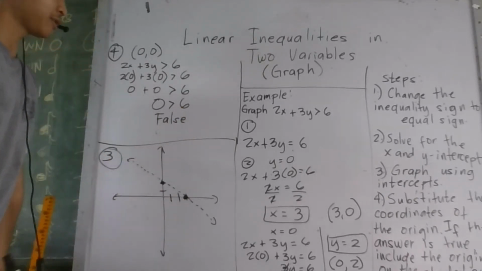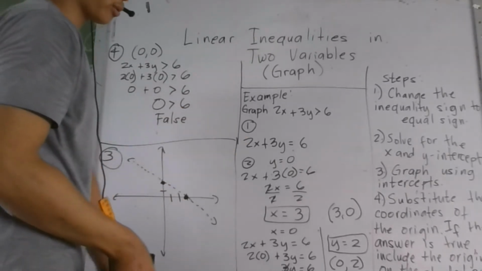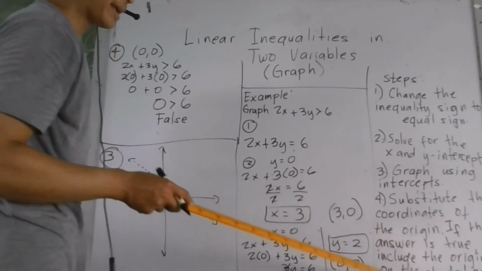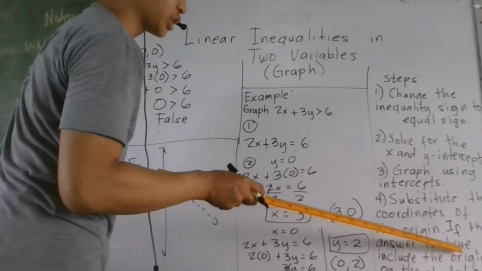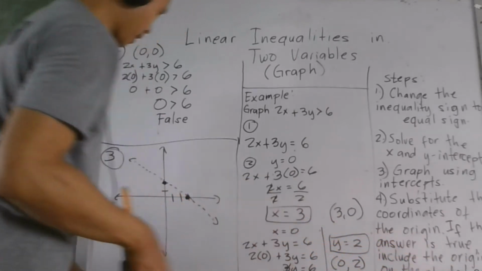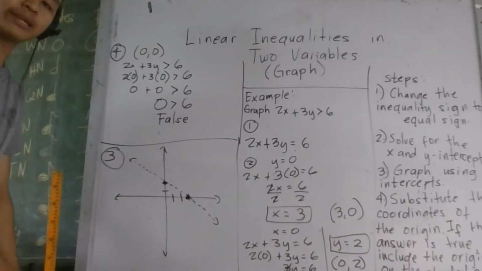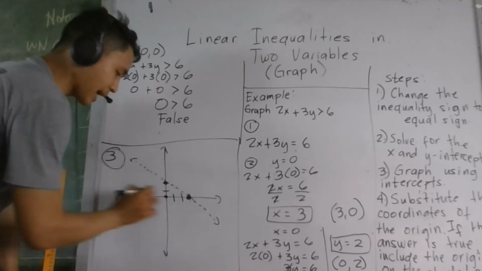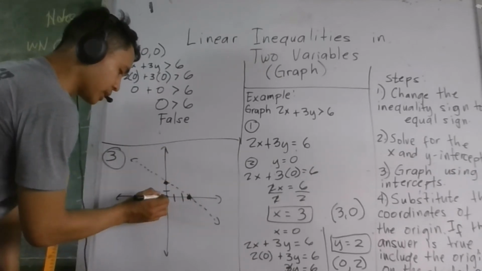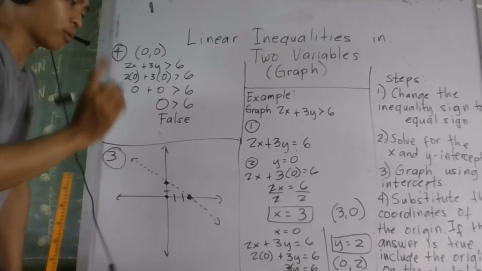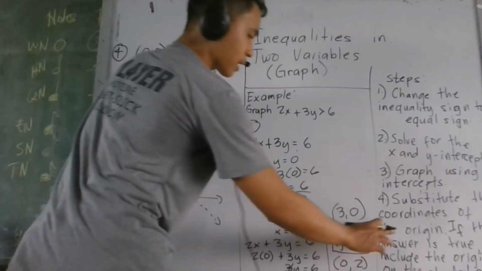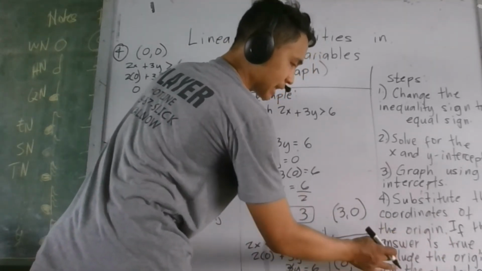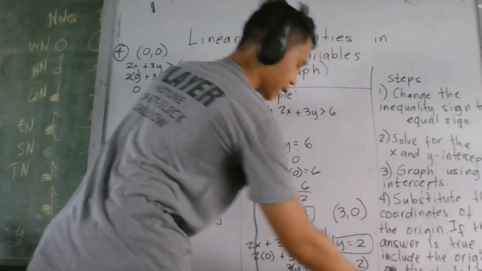Right? So if it is false, take note of the following rules. If the answer is true, include the origin on the shaded part. On our graph, where is the origin? Yung origin is this point, the intersection between the x and the y. This point is the origin, 0, 0. Now, ang sabi dito is that kung yung answer natin is true, dapat included yung origin sa shaded part.